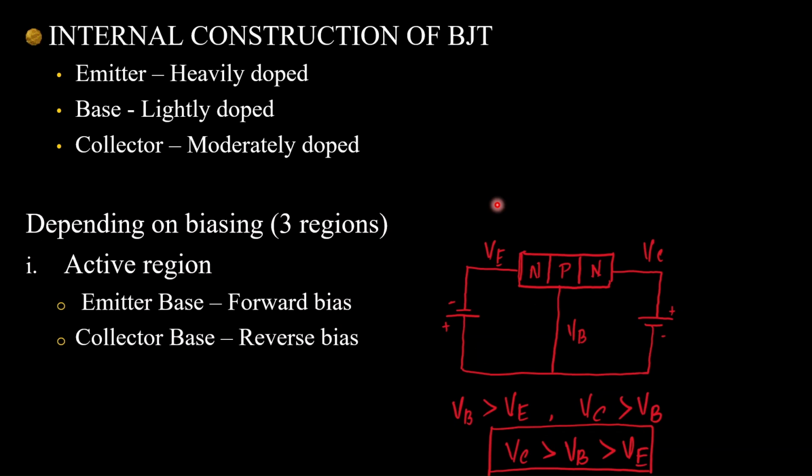Now, depending on the biasing, there are three regions. First one is the active region, next is the cutoff region, next is the saturation region. So first, what is an active region? It is when the emitter-base junction is forward biased and the collector-base junction is reverse biased. How can you say that it is forward bias? Here it is N and here also N minus an N. So it is forward bias. Whereas here it is N and here it is positive. So it is reverse bias. So when the emitter-base junction is forward biased and the collector-base junction is reverse biased, it is called an active region, and this is the condition for active region.